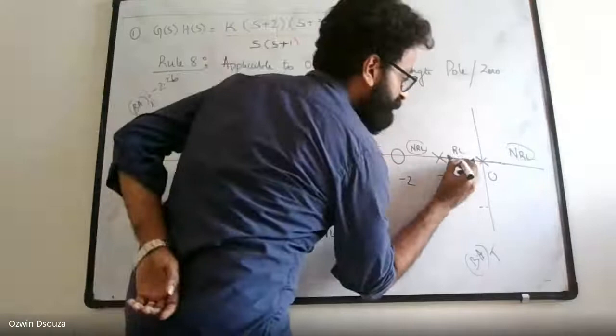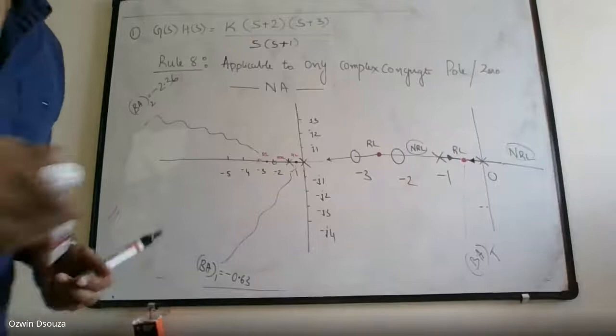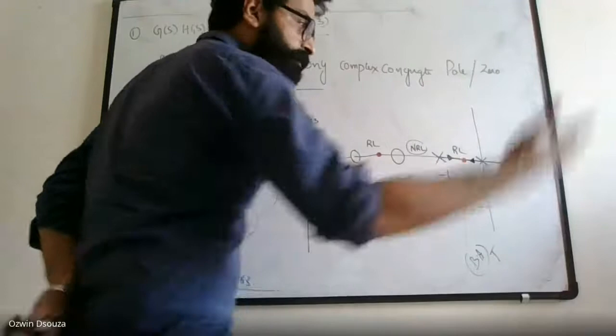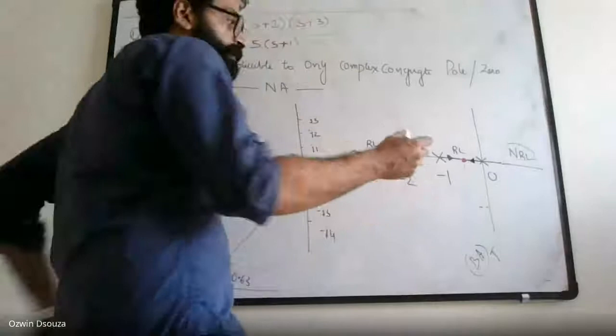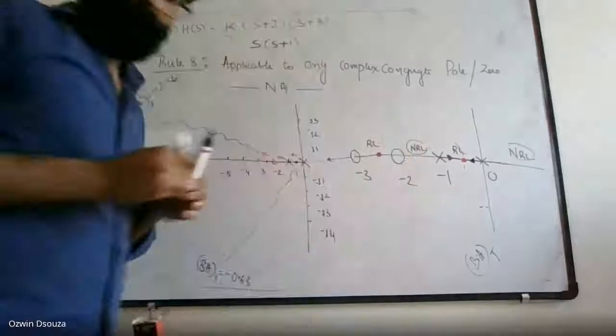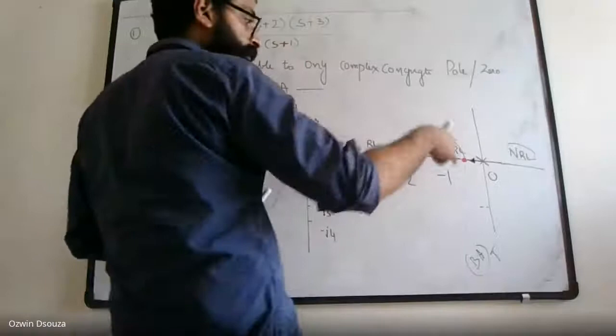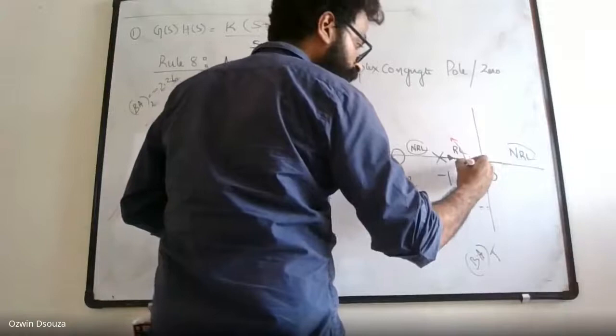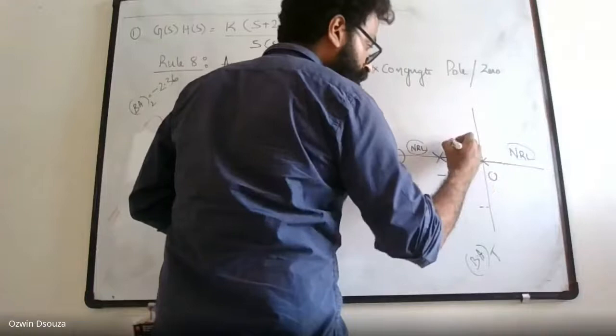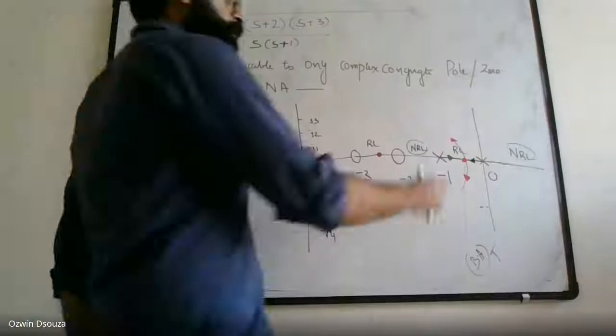And go where? The two branches will meet at the breakaway point, and where will they go? They should go away, right? One branch will go in the upward direction. Let me put the arrow for the movement of that branch, and the other branch will go in the downward direction. So you have the two branch movement.